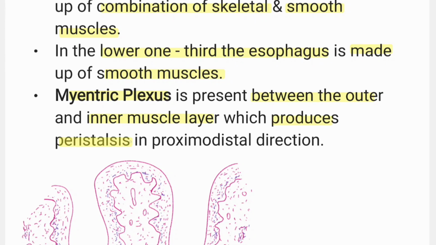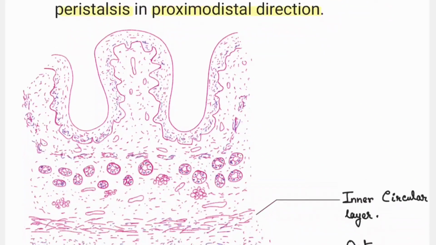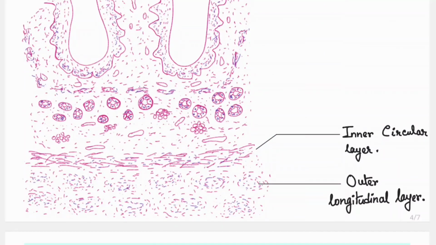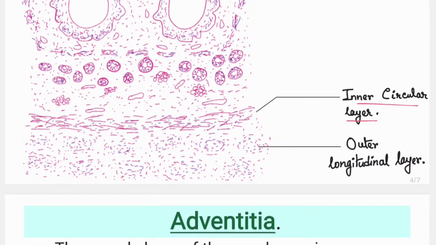produces the peristalsis in proximodistal direction. Now what is the direction of peristalsis? The direction of peristalsis is proximodistal, means from the proximal part to the distal part. So this is the inner circular layer of the muscle and this is the outer longitudinal layer of muscle.